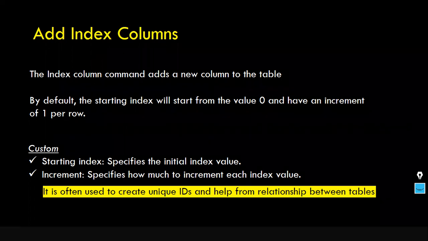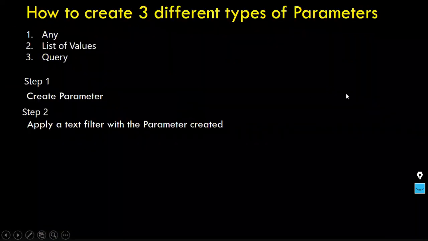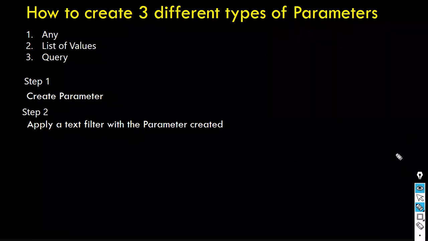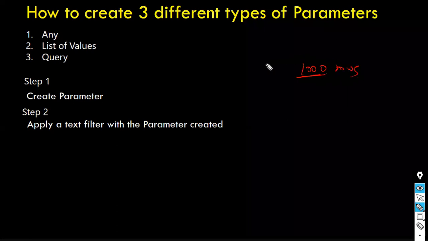Supposing you have, hypothetically, 1,000 rows in your data set, out of which let's say 250 rows have missing values. Out of 1,000, 250 rows. So how much percentage? 25% of the data has missing values.